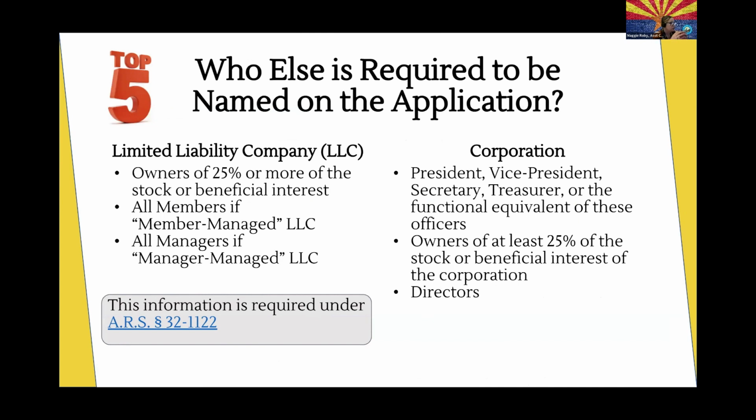So once you've identified who your qualifying party is, and you've gathered all that information that we need for the qualifying party, the next thing we need to determine is who else needs to be included in the license application. For LLCs and corporations, that's going to be any owners of 25% or more. For LLCs, that would be any members or managers. For corporations, that's going to be anybody who holds an officer position. And you will want to double check with the Arizona Corporation Commission. If you have someone listed on the Arizona Corporation Commission, most likely they're going to need to be included in your license application.